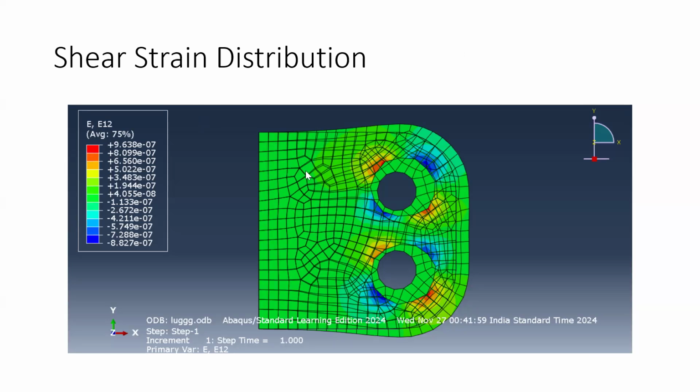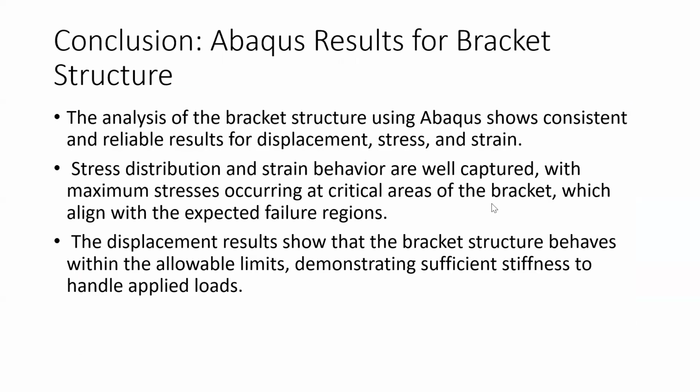Here observe the animated figure. The mesh figure will be extracted from both ends, and they are clearly visible. Okay, this is the final output of my bracket structure. Now I'm going to the conclusion.